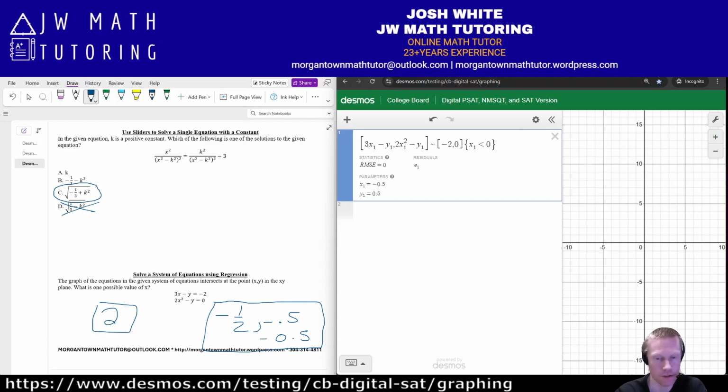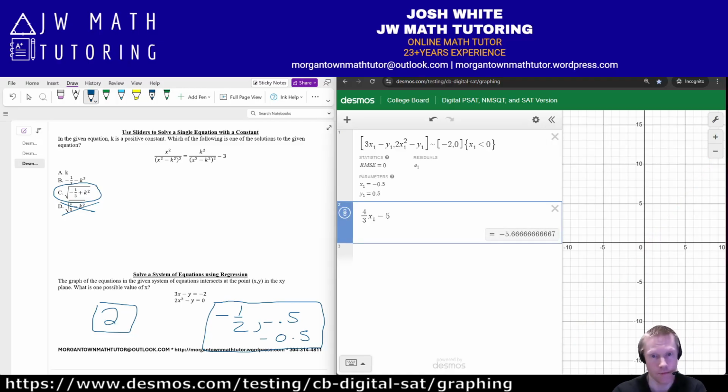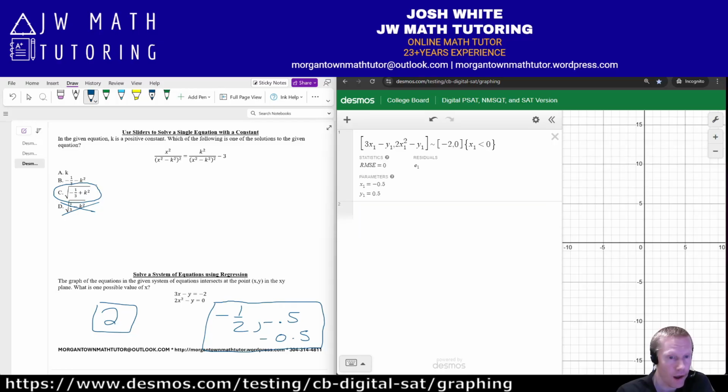So in other words, I guess what I really should say is it's not a rational number, because then you could do operations with x1. So if the problem is asking for what's 4/3 times x minus 5, then you have the exact answer right here, -17/3 or -5.667 or -5.666. All right, so again, those are the advantages to solving a system of equations using regression instead of just graphing and looking for the intersection point or points.